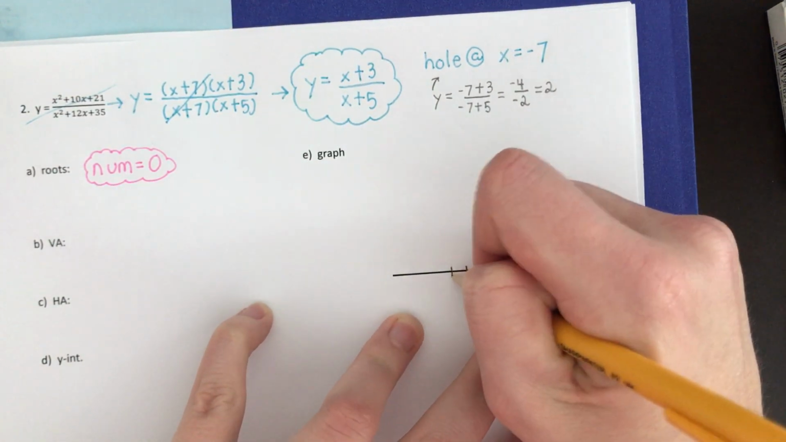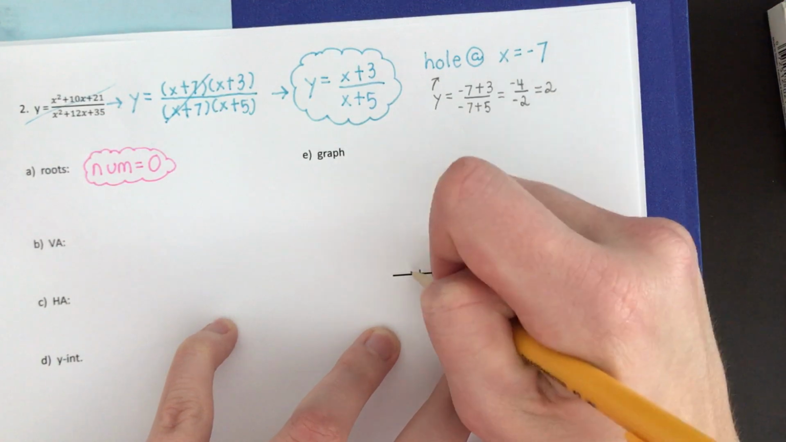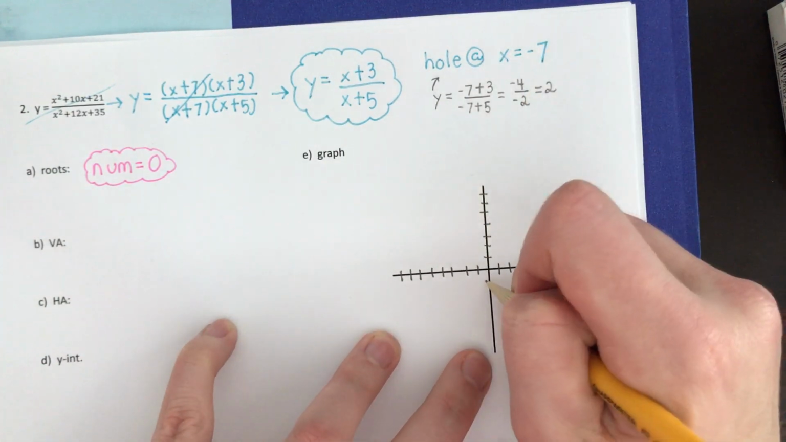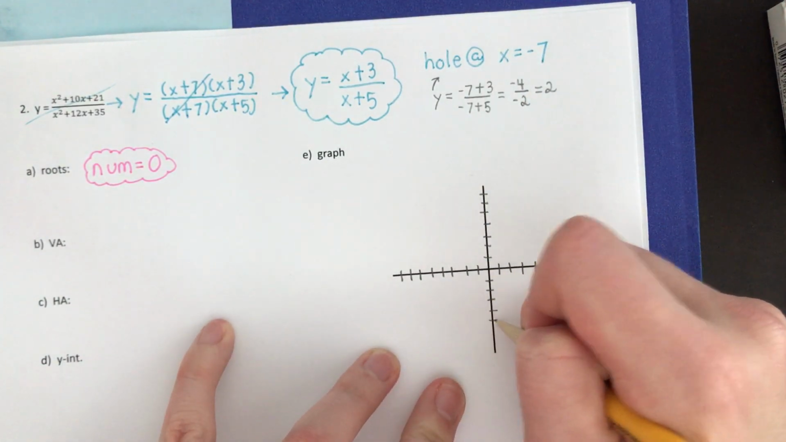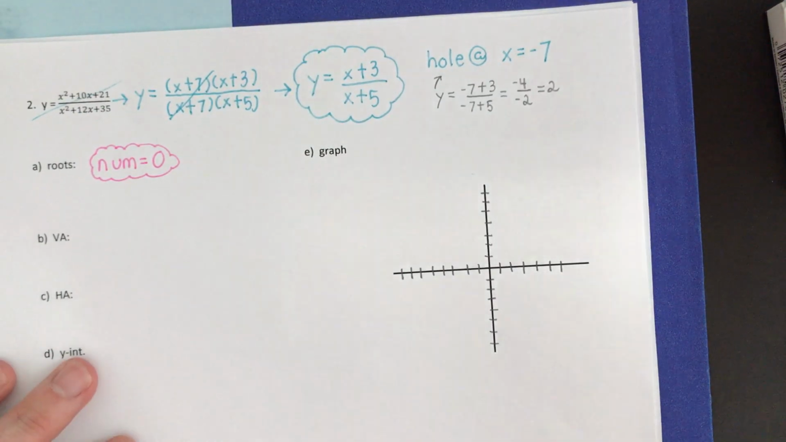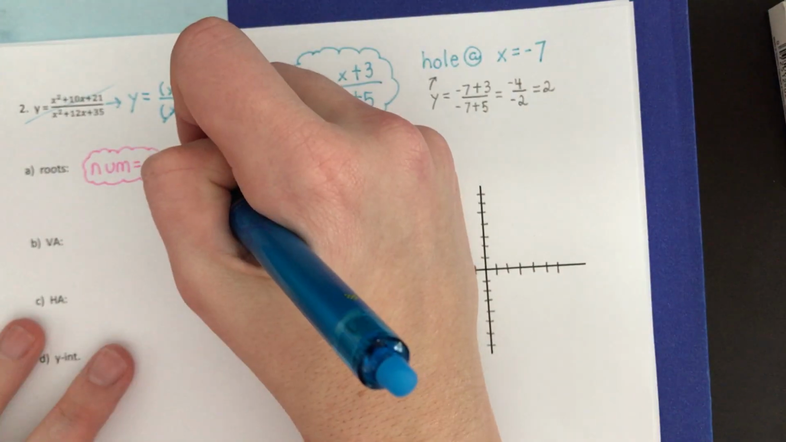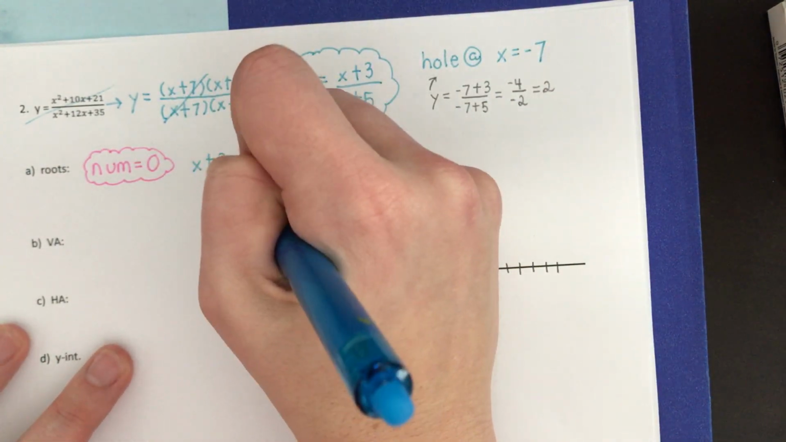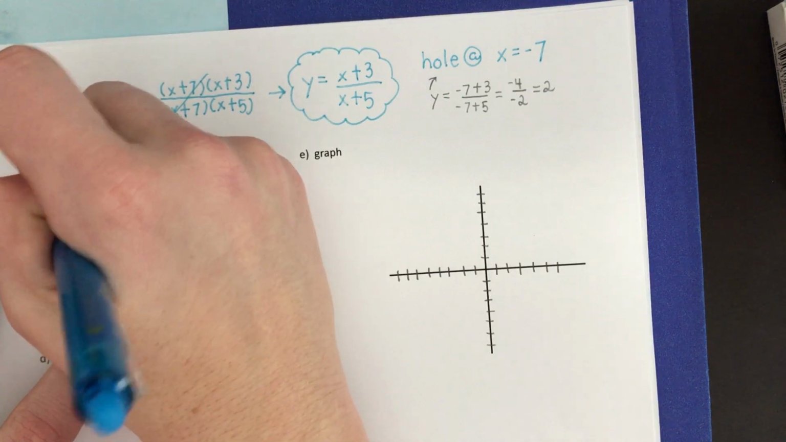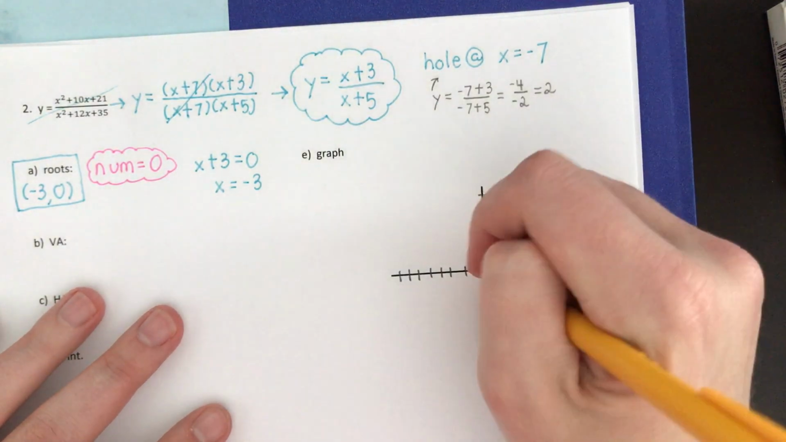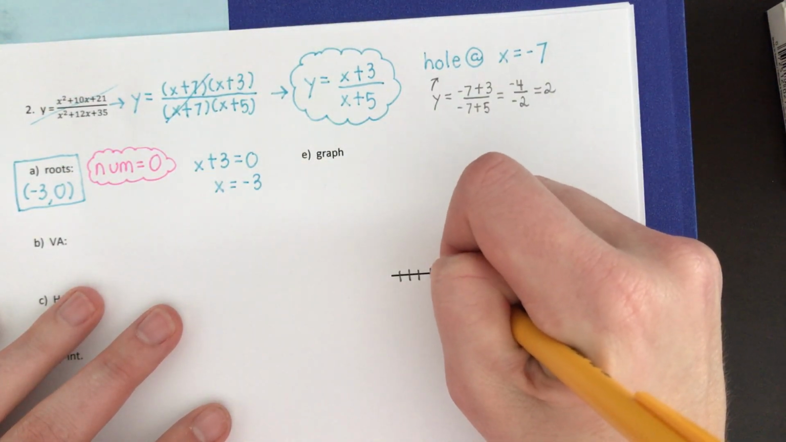But I want to get a little bit more information. I know I'm going to need a lot of ticks, that's for sure. Okay, so roots: numerator equal to 0. Remember that. So we're looking at our new equation, x plus 3 equals 0. In other words, x equals -3. Remember when I write my x-intercept, I need to write it as a coordinate, -3, 0.